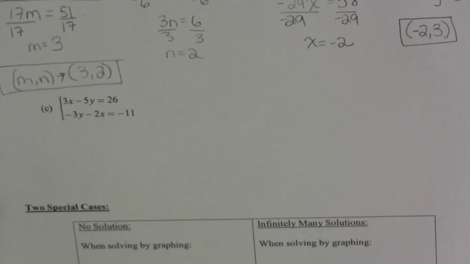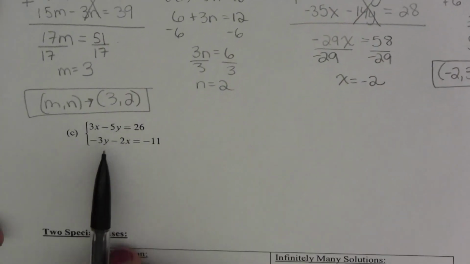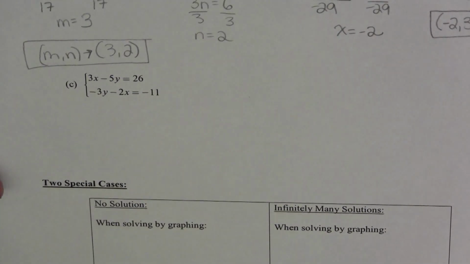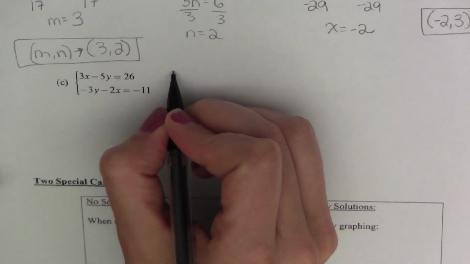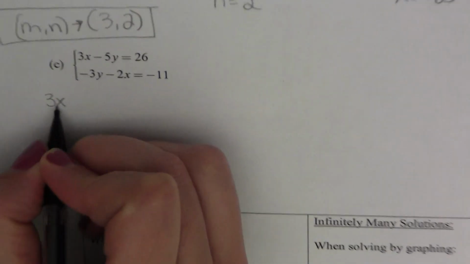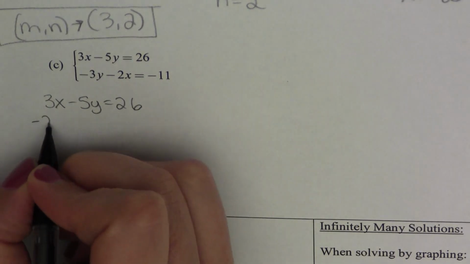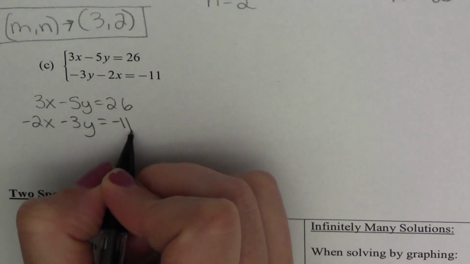Our third example, I need to be careful here. I notice I've got x and y, however, the order is reversed, and I'm given y and x. So the first thing I'm going to do is just rewrite them in the same order so it's easy as a point of comparison. So 3x minus 5y equals 26. I'm just going to rearrange that to negative 2x minus 3y equals negative 11.